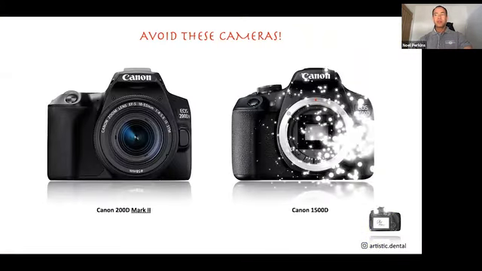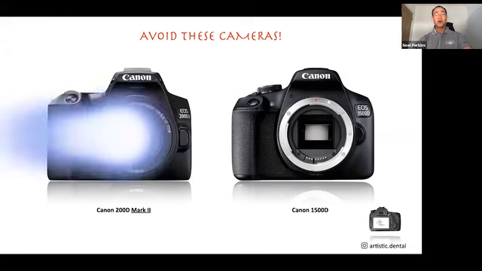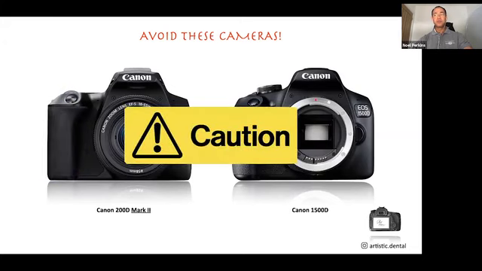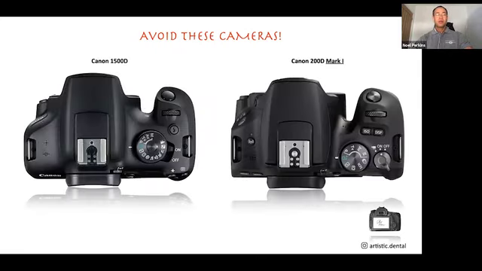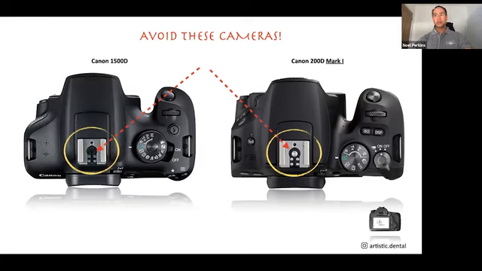Now, there are 2 cameras which you need to have caution with, and these are really not suitable for dental photography. These are more the entry-level cameras, and the question is why? Now, if we look at the top of the camera, this is called a hot shoe. This is where an external flash will connect onto your camera.